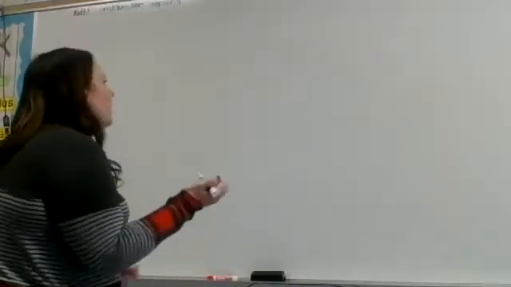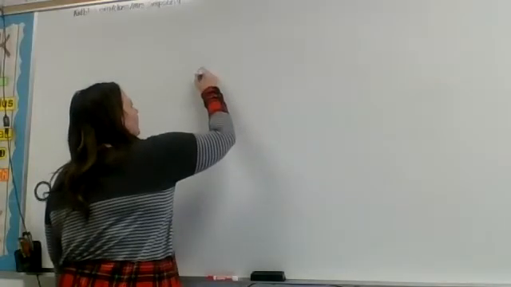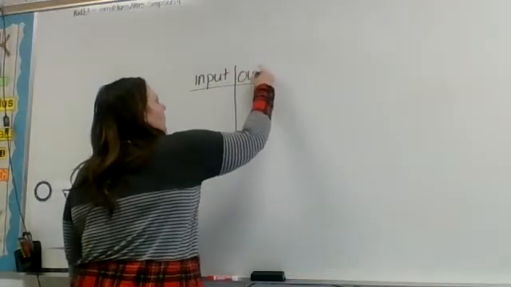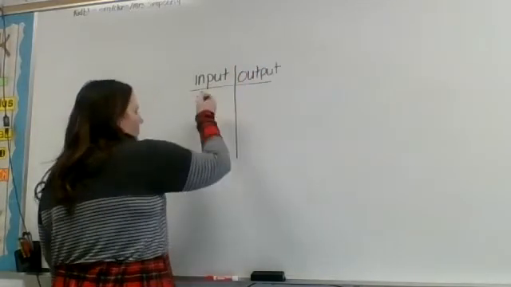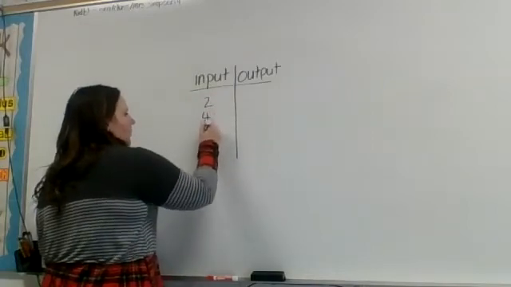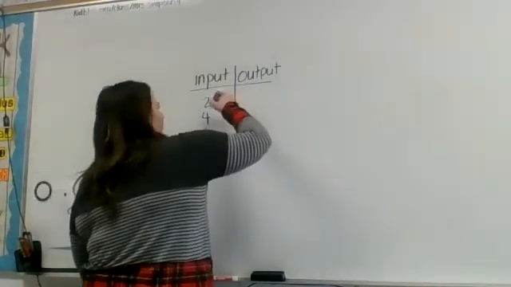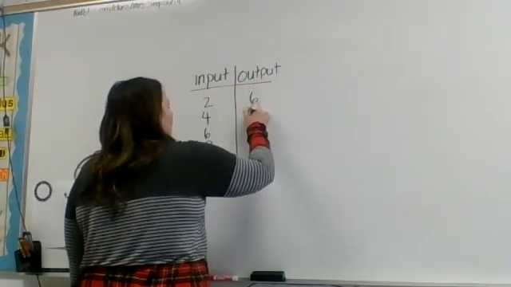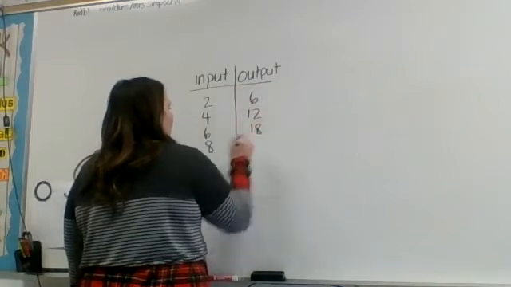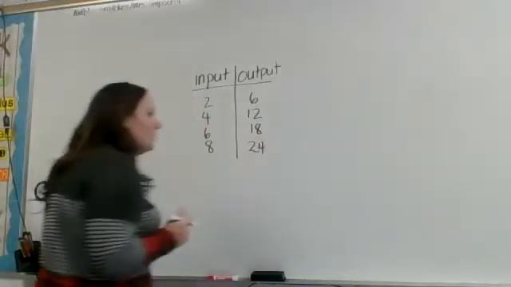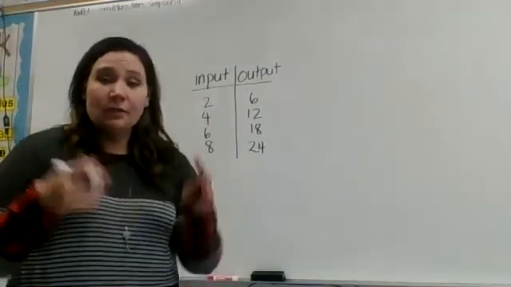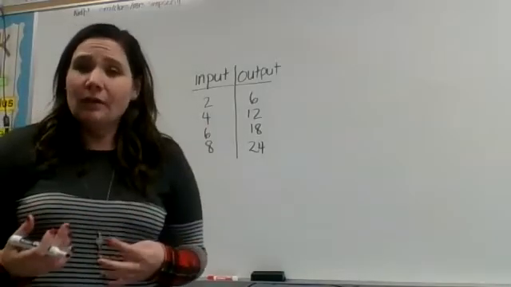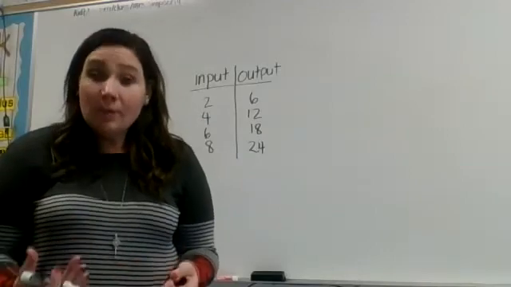So you're used to seeing, so if we say our input is 2, 4, 6, 8, and our output is, let's say it's 6, 12, 18, 24. I'm not asking about the expression, and I'm not asking what's happening to the input versus the output, but I need to think about now if I wanted to graph this pattern, how would I do that?